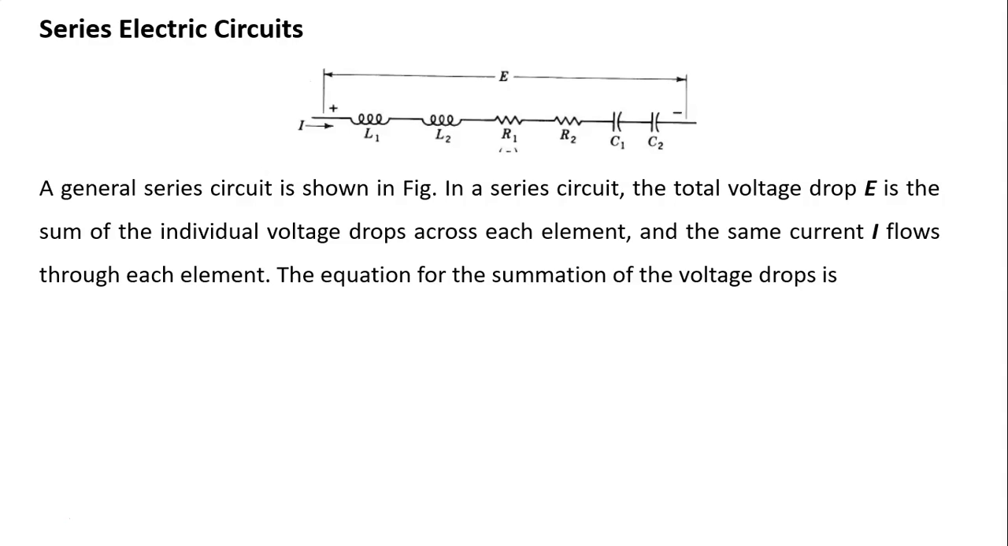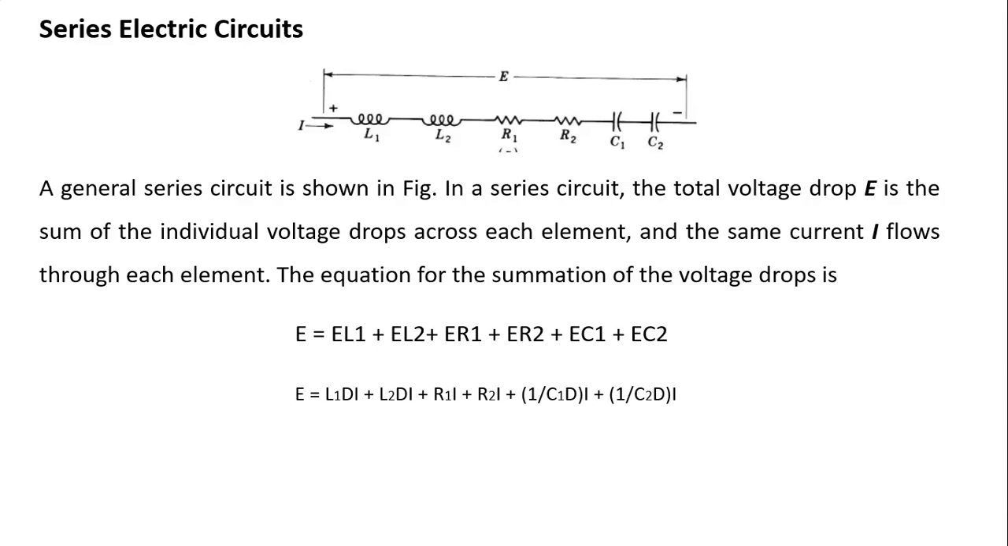The equation for the summation of the voltage drops is E is equal to EL1 plus EL2 plus ER1 plus ER2 plus EC1 plus EC2. Therefore, in the last lecture we have studied ER is equal to RI, EL is equal to LDI and EC is equal to 1 upon CD into I. Therefore, we will substitute that value in this equation.